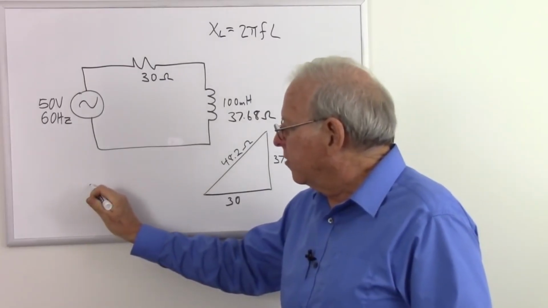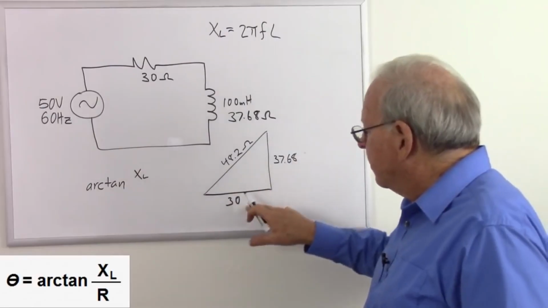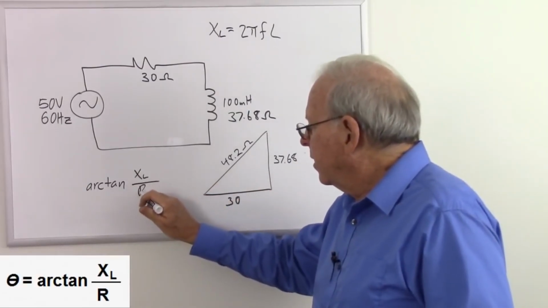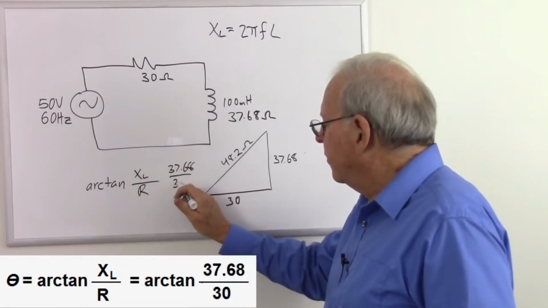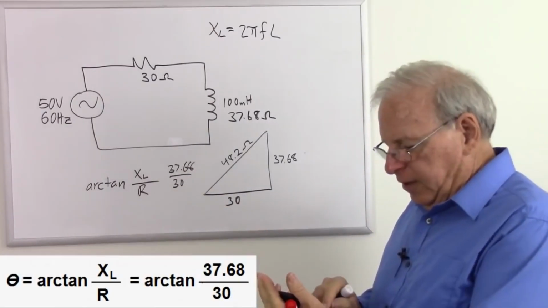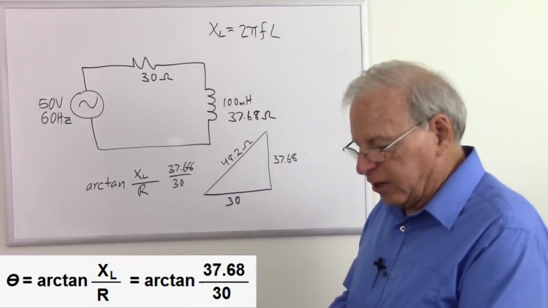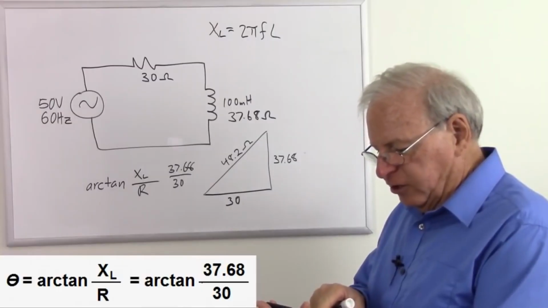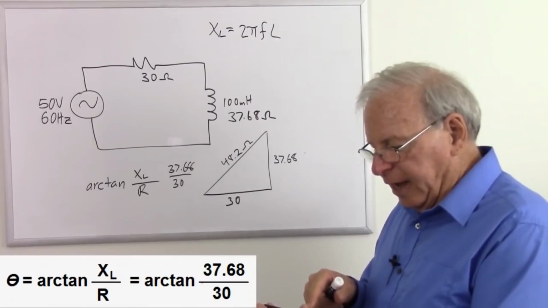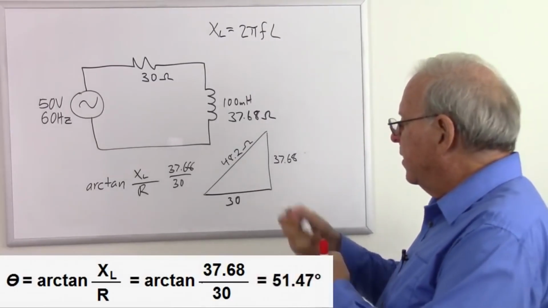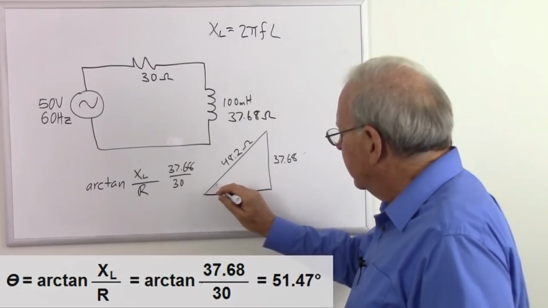So the formula once again is our arctangent of our inductive reactance divided by our resistance. And that's going to be 37.68 divided by 30. So, very simple, 37.68 divided by 30 equals, I take the arctangent of that. So I find my tangent function, take the inverse of that, or the reciprocal, whichever way you see that. And I got an angle of 51.47. Let's make that 51.5 degrees.